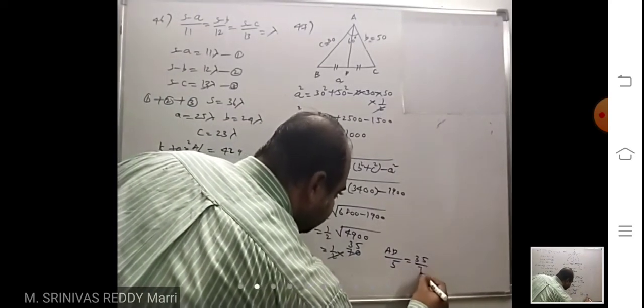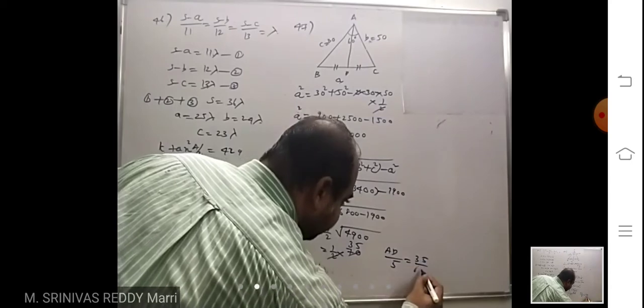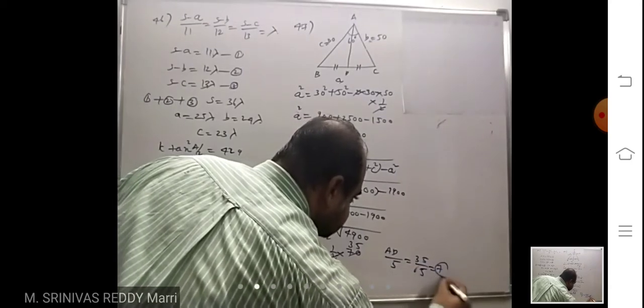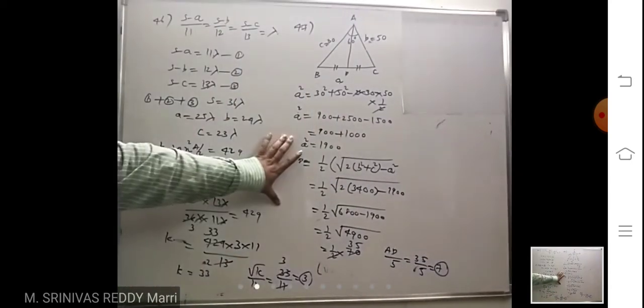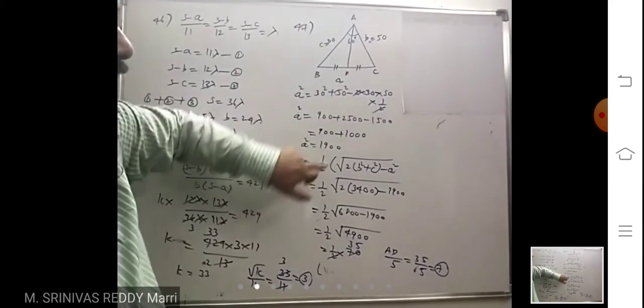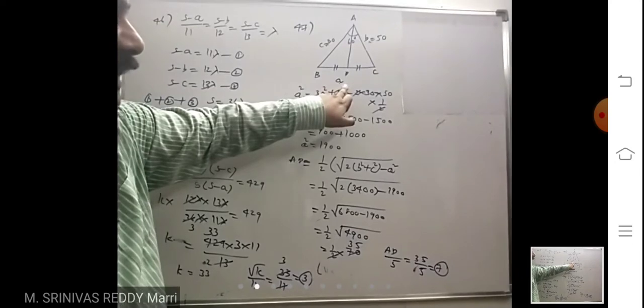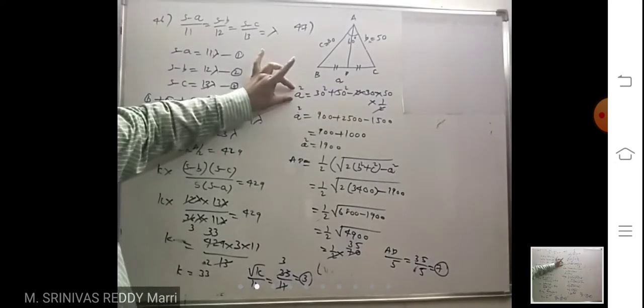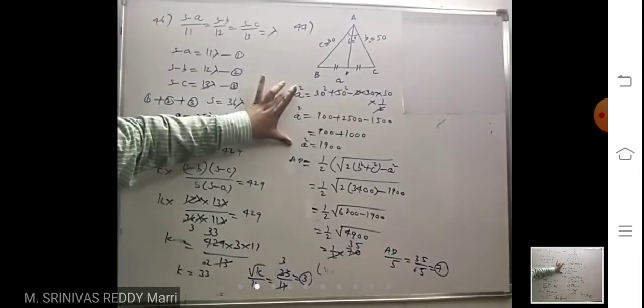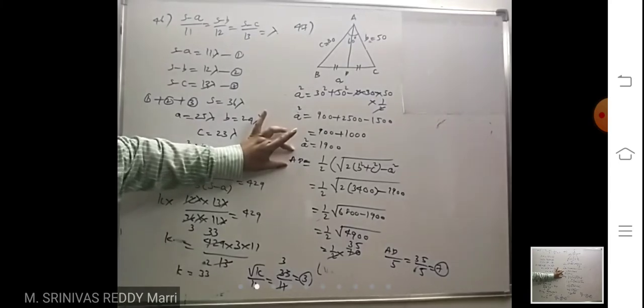Now he is asking the value of AD divided by 5. That means 35 divided by 5. So the answer is 7. Direct formula: AD is nothing but 1 by 2 into root of 2 into B square plus C square minus A square. That A I have calculated by using the cosine rule, and after that the direct formula of the median.